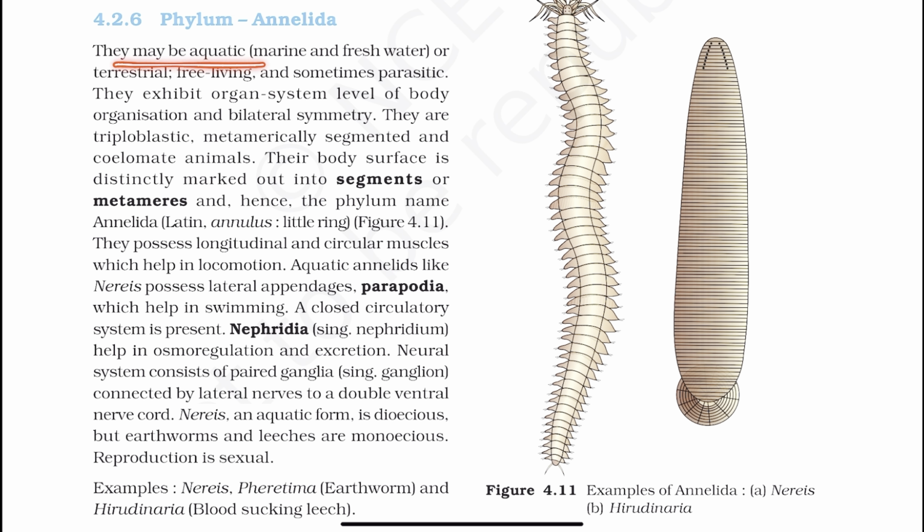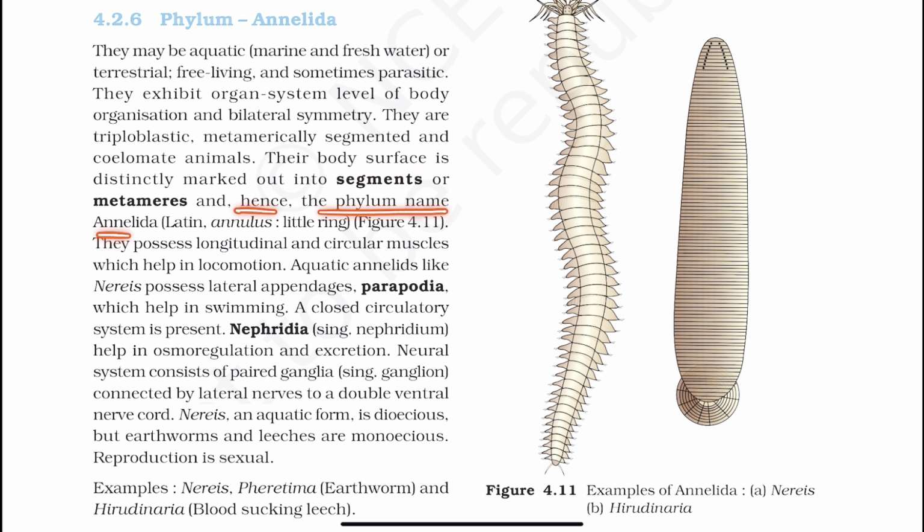They may be aquatic, marine and freshwater, or terrestrial, free living and sometimes parasitic. They exhibit organ system level of body organization and bilateral symmetry. They are triploblastic, metamerically segmented, and coelomate animals. Their body surface is distinctly marked out into segments or metameres, and hence the phylum name Annelida, Latin annulus, little ring. Figure 4.11. They possess longitudinal and circular muscles which help in locomotion.